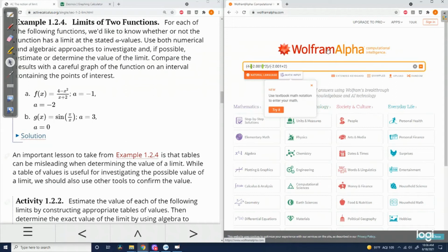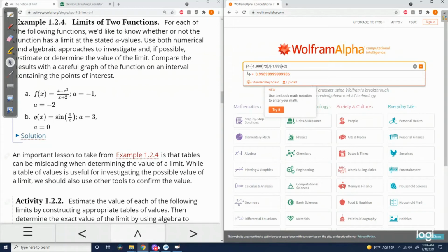What happens if we pick a value that's close but on the other side? So -1.999, and we see that the value that we get is 3.998, which is again really close to 4. So this gives us the intuition that this value is going to be equal to 4. So that is the numeric approach.